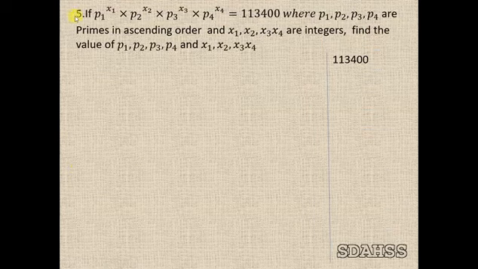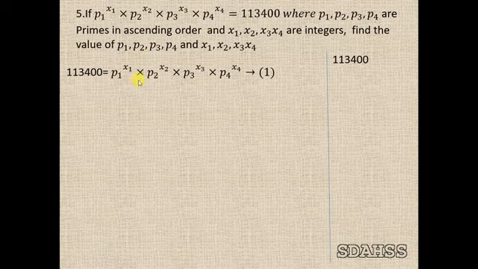Fifth sum, if p1 power x1 into p2 power x2 into p3 power x3 into p4 power x4 is equal to 113,400, where p1, p2, p3, p4 are primes in ascending order and x1, x2, x3, x4 are integers, find the value of p1, p2, p3, p4 and x1, x2, x3, x4. Consider 113,400 is equal to p1 power x1 into p2 power x2 into p3 power x3 into p4 power x4. Mark it as first equation.